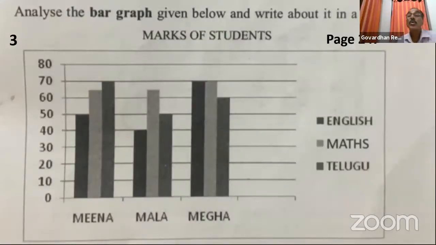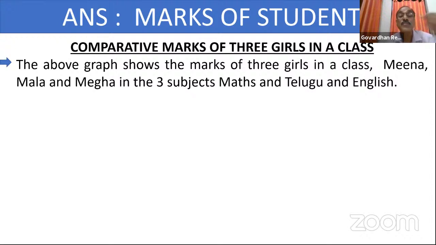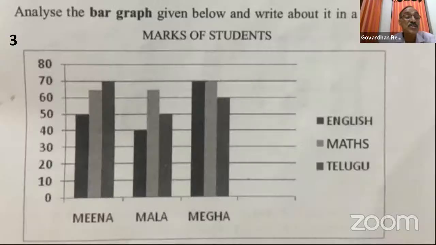Next, open to page number 247. You have been given another bar diagram, wherein the marks of 3 students are given in the form of a bar diagram. And 3 bars are given representing the 3 subjects. Of the 3 students, Meena, Mala, and Megha. We'll see what we can write in that. Comparative marks of 3 girls in a class. The above graph shows the marks of 3 girls in a class, Meena, Mala, and Megha, in the 3 subjects, Maths, Telugu, and English.